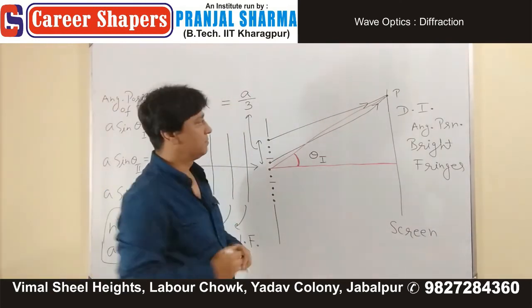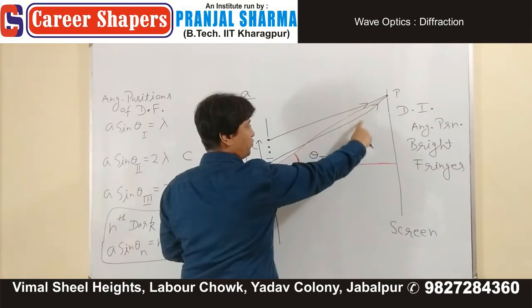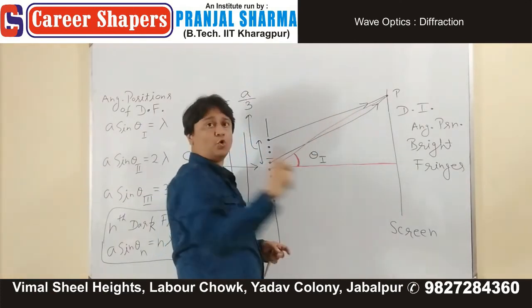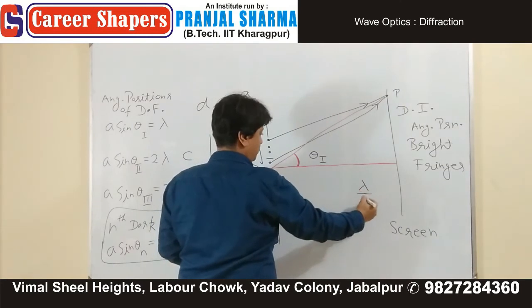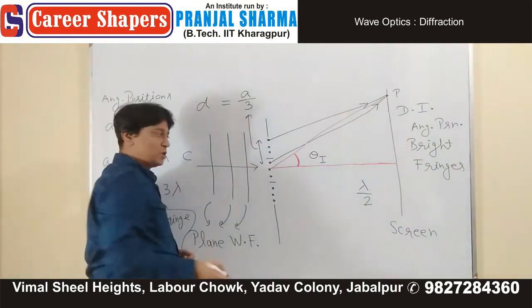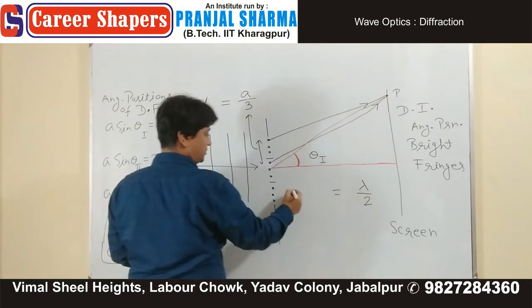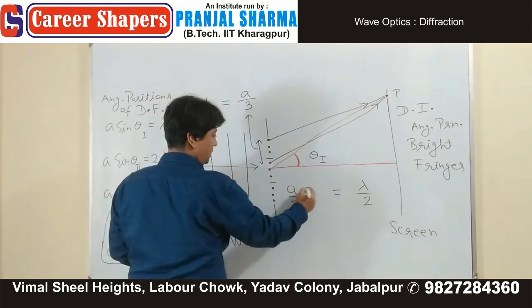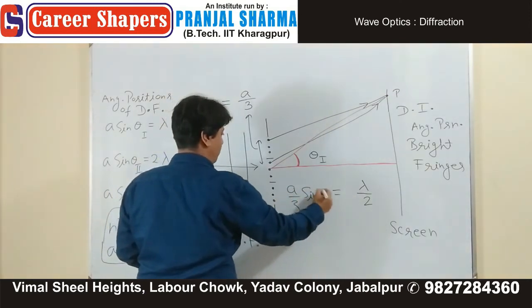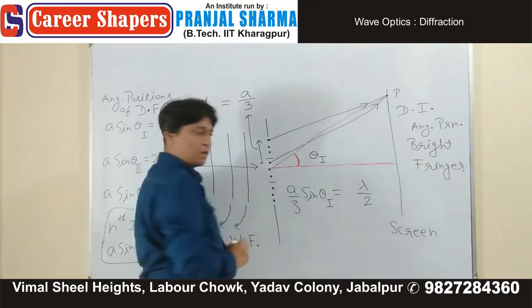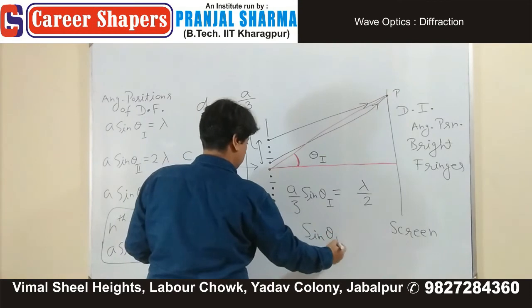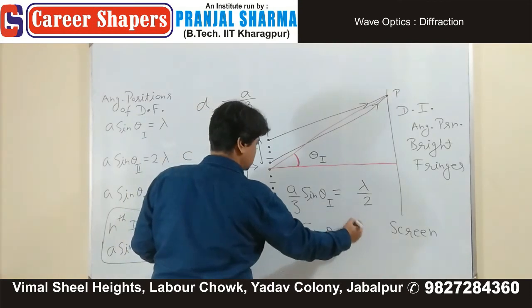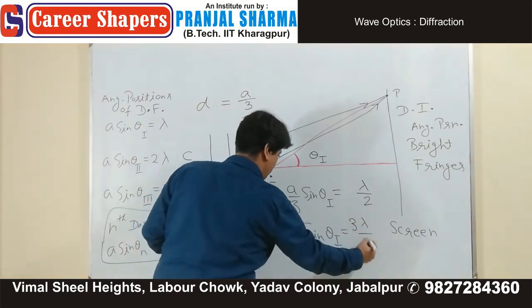If again the path difference between these two, shown in black, is lambda by 2, what is the path difference? The path difference is A by 3 sine theta, which gives us sine theta as 3 lambda by 2.